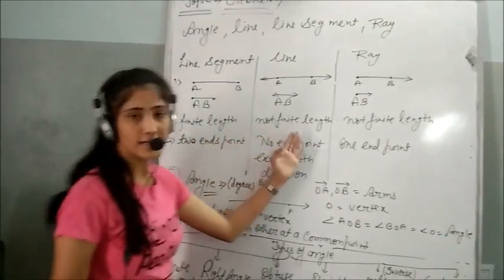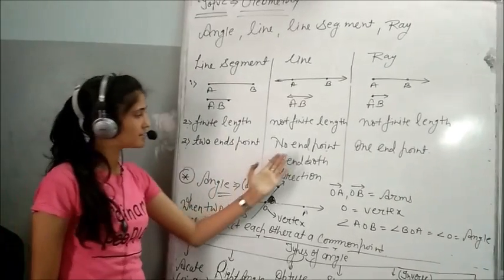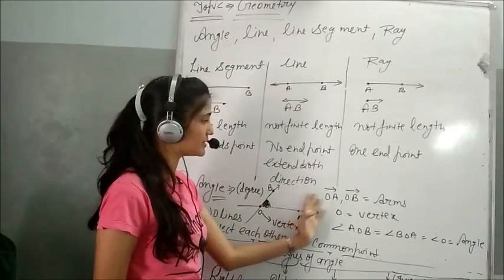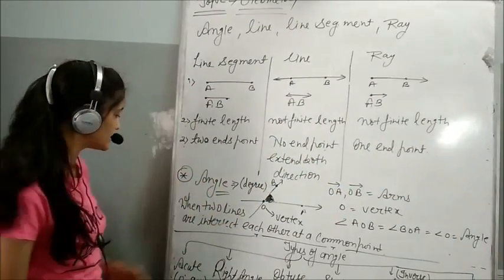A line segment has a finite length. A line is not finite in length. A ray is also not finite in length. A line segment has two end points, a line has no end points and extends in both directions, and a ray has one end point, the starting point.